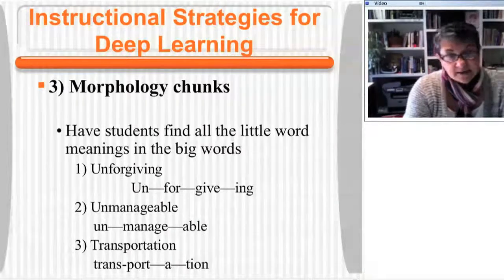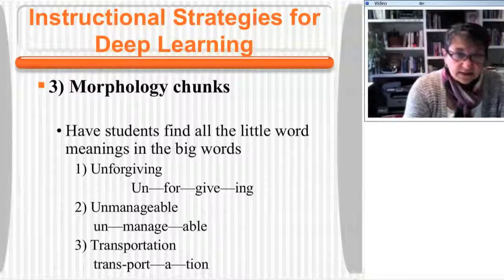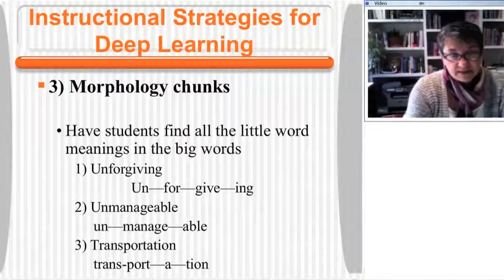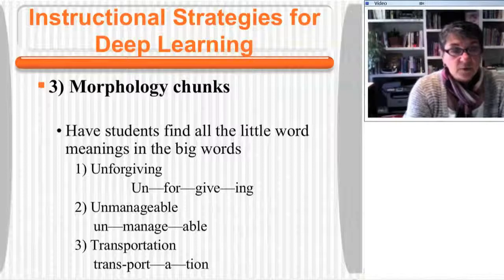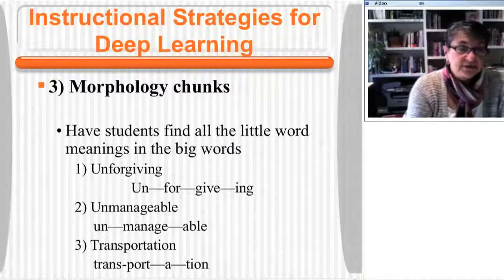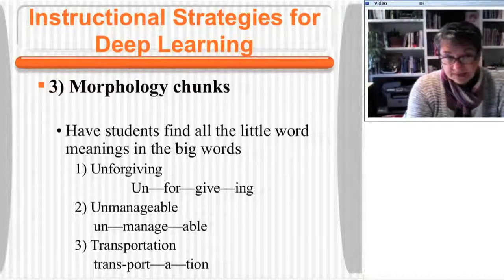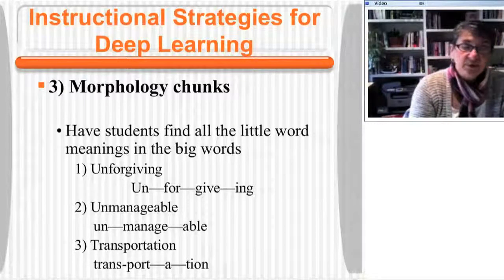Let's look at the next word, unmanageable. So we break it up into un, manage, and able, okay? And so we know the root word manage, you'll be able to do something, but unmanageable is you can't be able to do something. So something that's unmanageable is something that you can't do anything about.